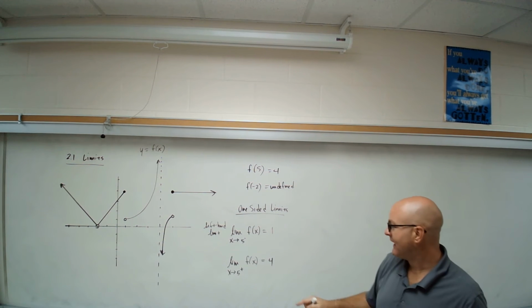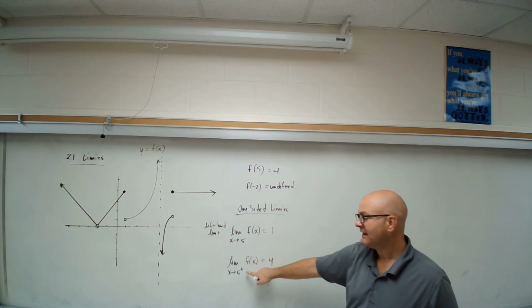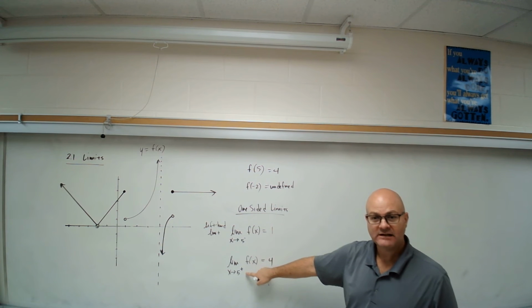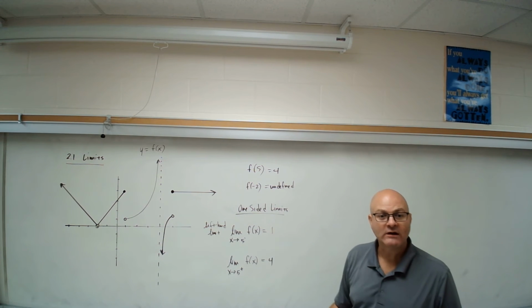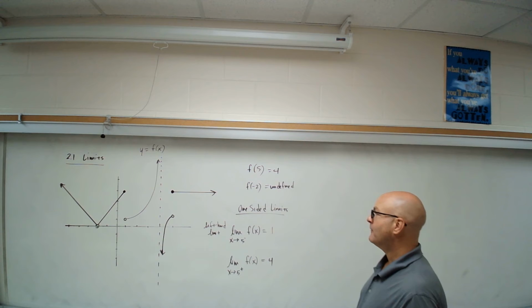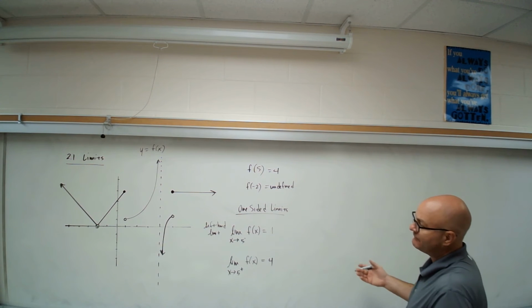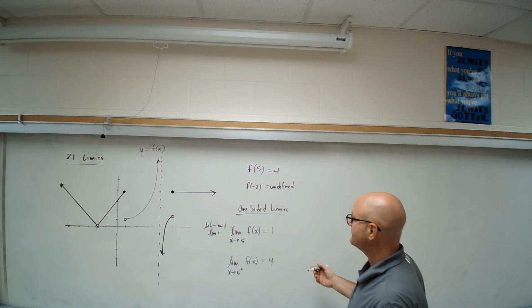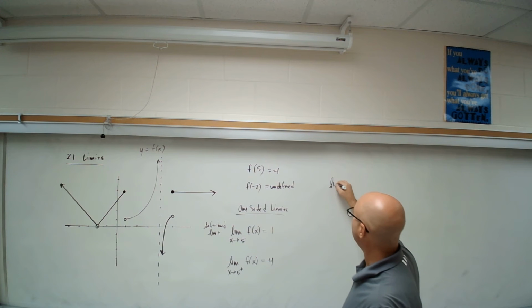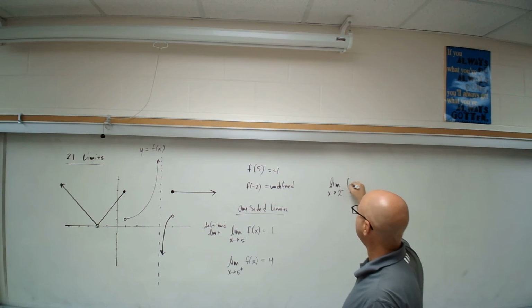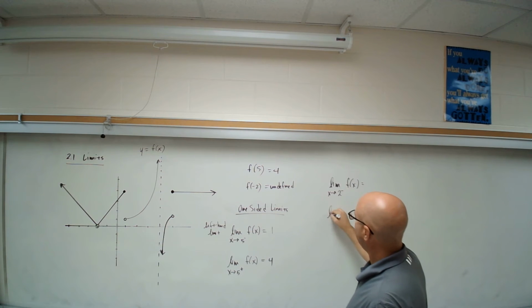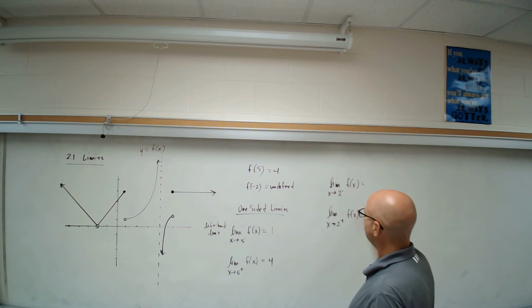It's just that. So again, this means coming from the left, and that means coming from the right. Is a left-hand and a right-hand limit. They're both one-sided limits. Here are a couple more. Try the limit as x approaches 2 from the left of f of x, and the limit as x approaches 2 from the right of f of x.